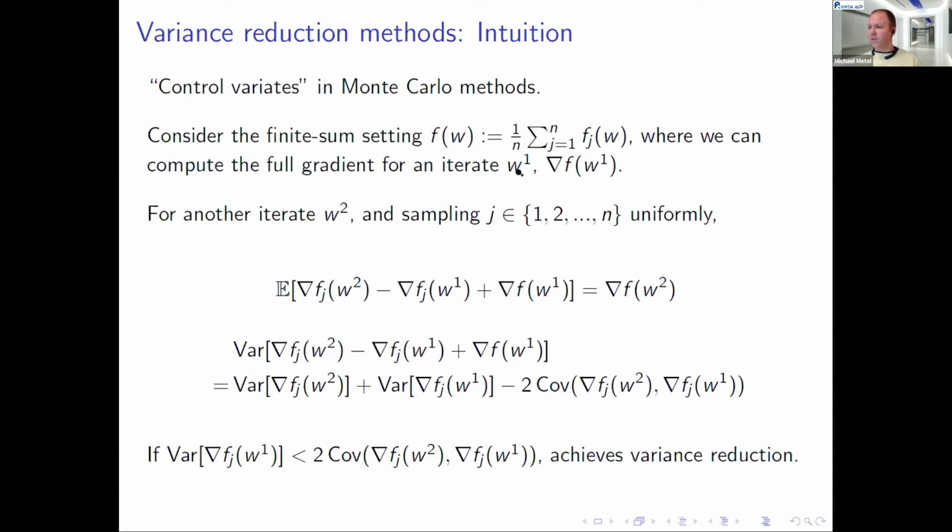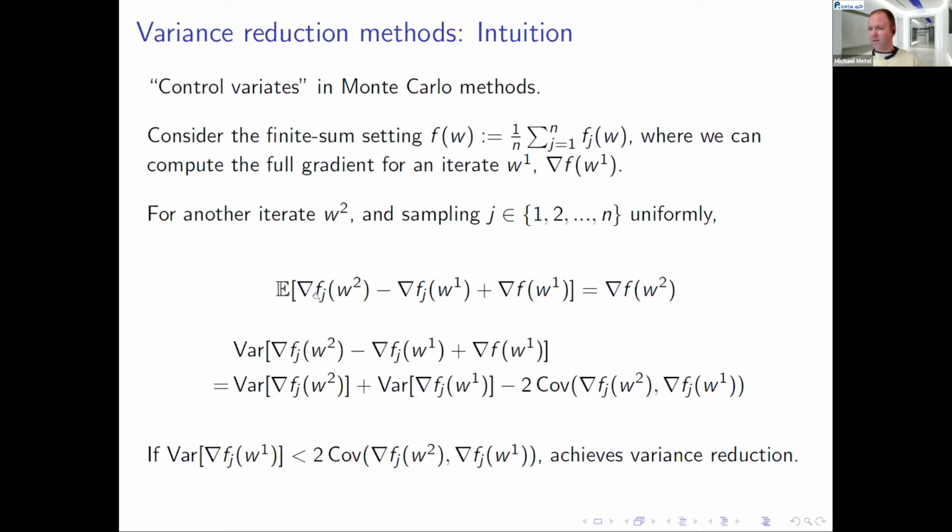Let's just say we have one iterate, called w1, and we compute a full gradient. Now we consider another value of w, and we compute a stochastic gradient by picking j uniformly between 1 and n, and evaluating the gradient of this subfunction. This is an unbiased estimate of the gradient, so its expected value will equal the gradient of f. In the SGD update, we would typically just use the gradient of fj and move in this direction.